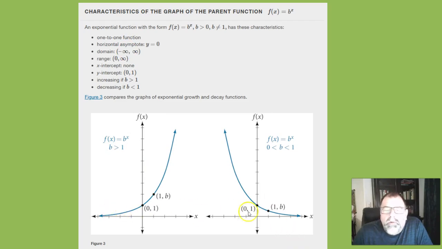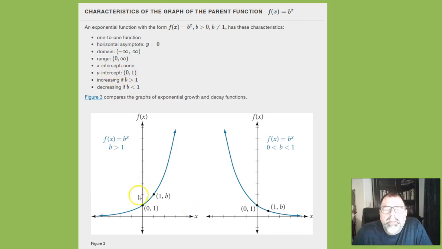They both have the horizontal asymptote y equals 0. If b is greater than 1, it's approaching 0 on the left end, and it's approaching 0 on the right end if b is between 0 and 1. Domain is negative infinity to infinity. Range is 0 to infinity. Neither of them has an x-intercept, right? It's never going to equal 0.